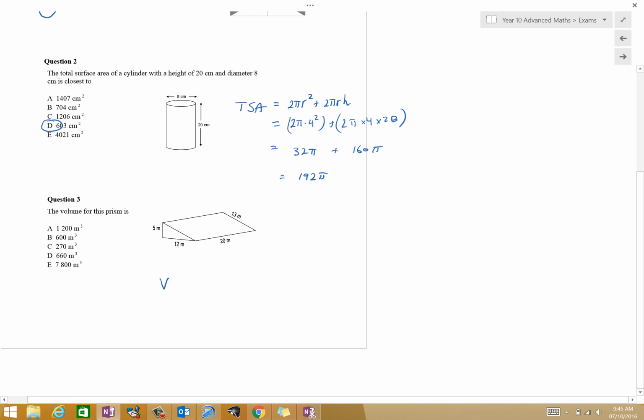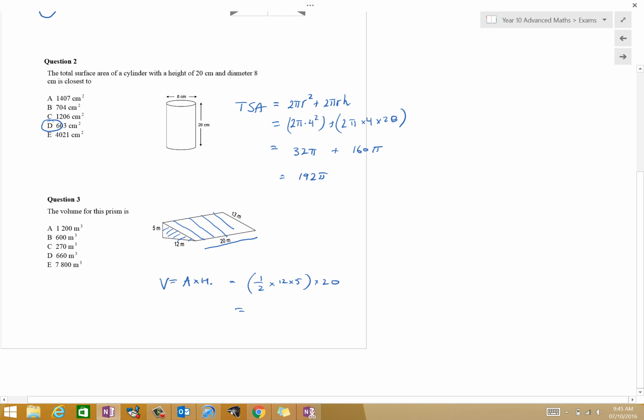Volume is area times height. Now remember that when we're finding the volume of a shape, we need the consistent cross-sectional area. The only way I can cut this into nice even slices is if I cut it that way. Therefore, that must be my height. Actually, that's a really bad drawing because that's not parallel, is it? That is my height. So the area is the triangle, which is a half times 12 times 5. That is my area, and my height is 20.